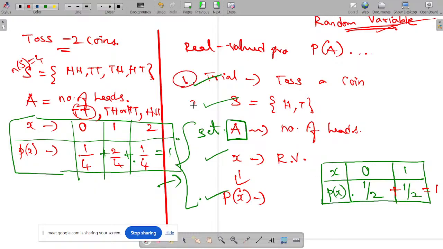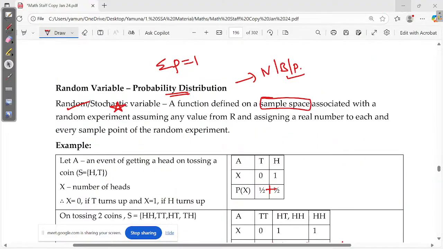First, you're going for a trial. Then the sample space. After that only you're defining the A. A is not the event. A is talking about the number of heads or whatever it is. Don't look at A as an event. We assign it to give a number value. That value is termed as X. So where are you defining it? On S, the sample space associated with a random experiment, assuming any value, please highlight, any value from R. What is R? Real numbers. It assigns a real number to each and every sample point of the random experiment.